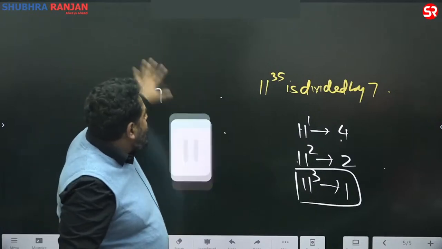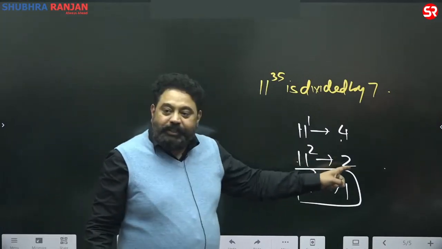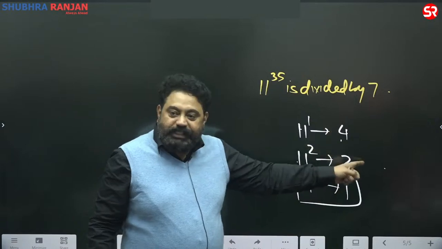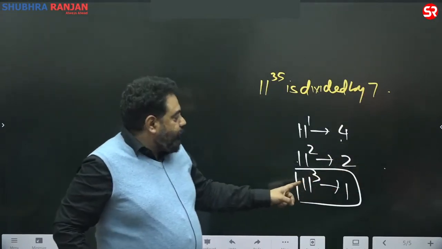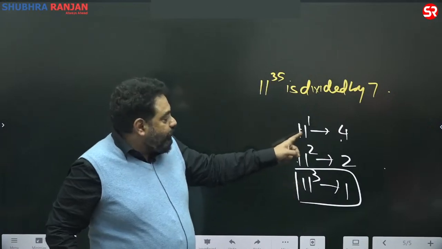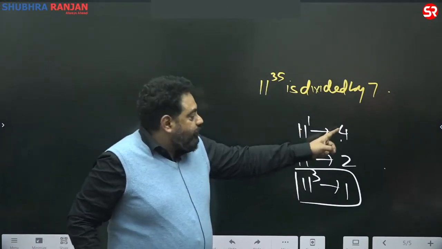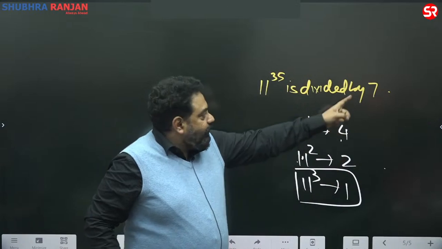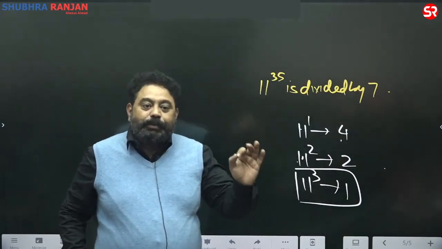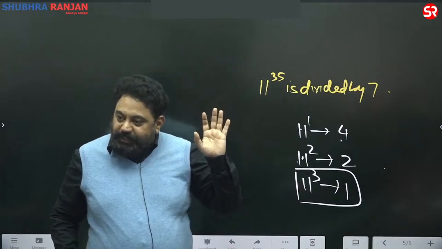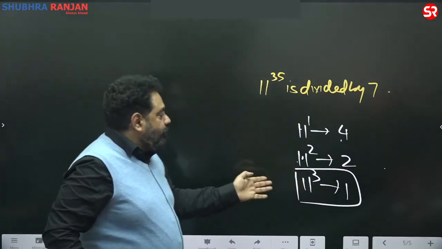11 to the power 2, we said it is 11 to the power 1 into 11 to the power 1, which is 4 4s are 16. 16 when divided by 7, remainder was 2. 11 to the power 3, we thought it is 11 to the power 1 into 11 to the power 2, which is 4 2s are 8. 8 when divided by 7, remainder is 1. This is the winning proportion. Is it clear? So we now know 11 to the power 3 gives you 1.